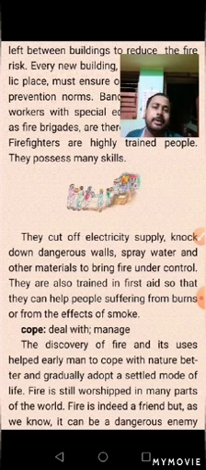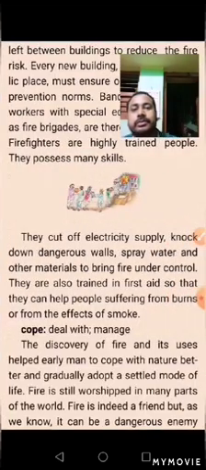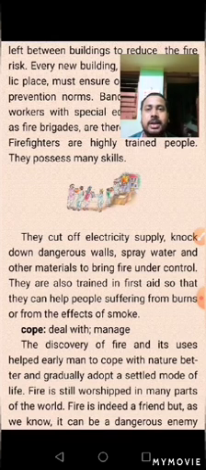How do they bring fire under control? First, they cut off the electricity supply, knock down dangerous walls, spray water and other materials to bring fire under control. So, these are the things that they apply, and this is what the text is about. I think you enjoyed reading the text.